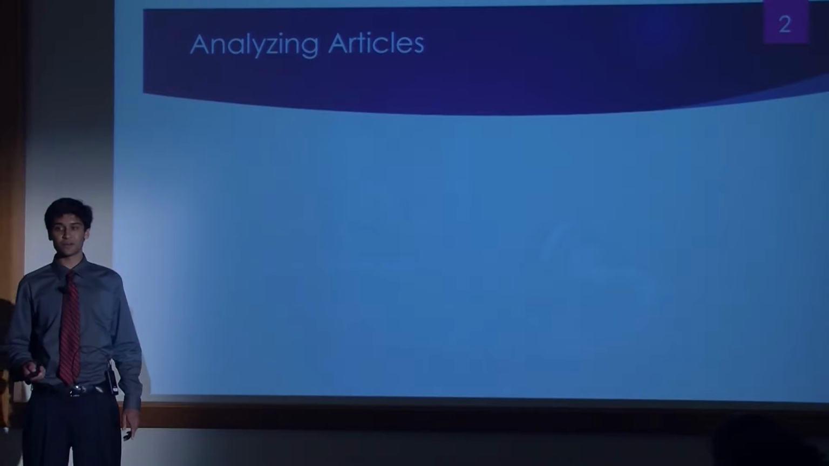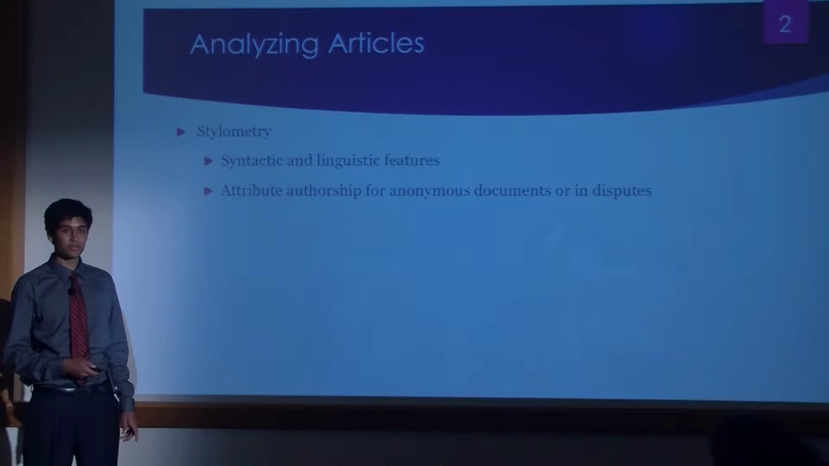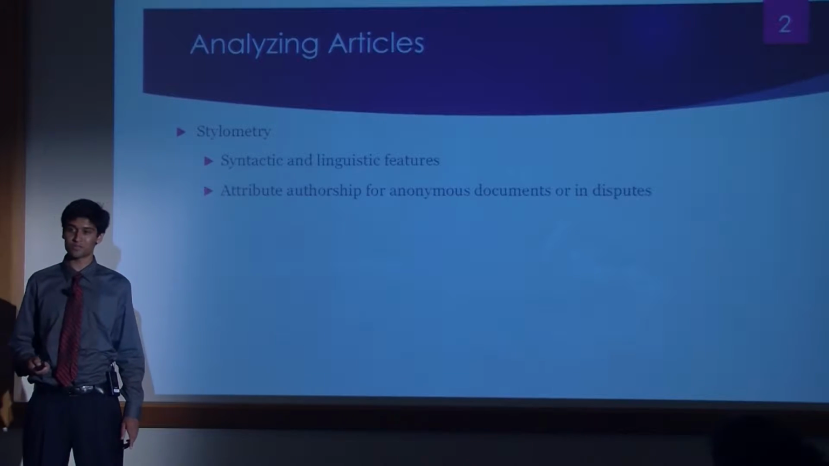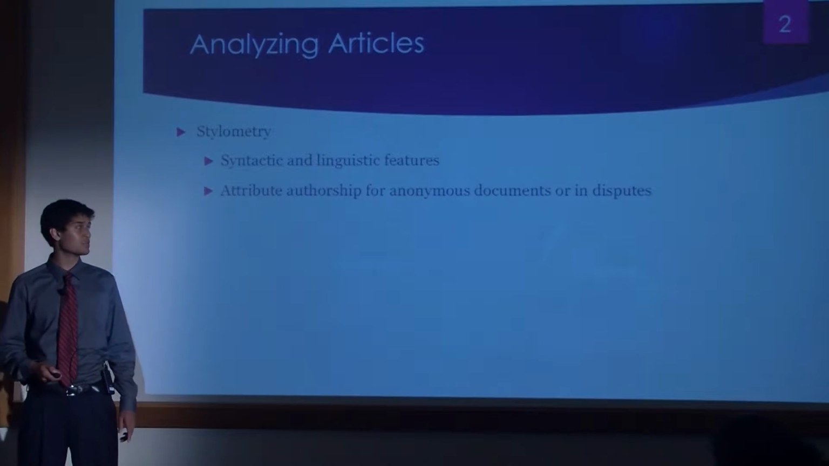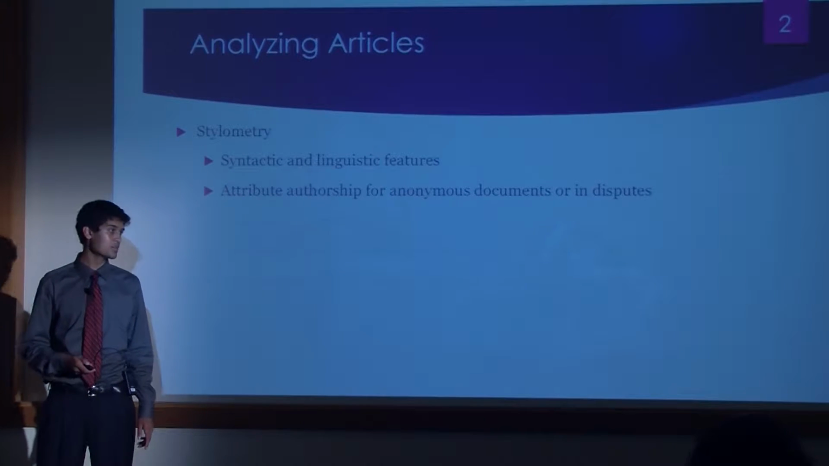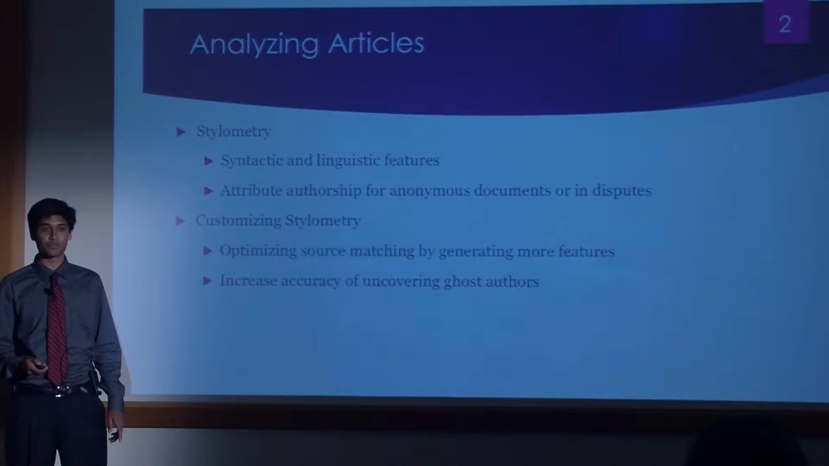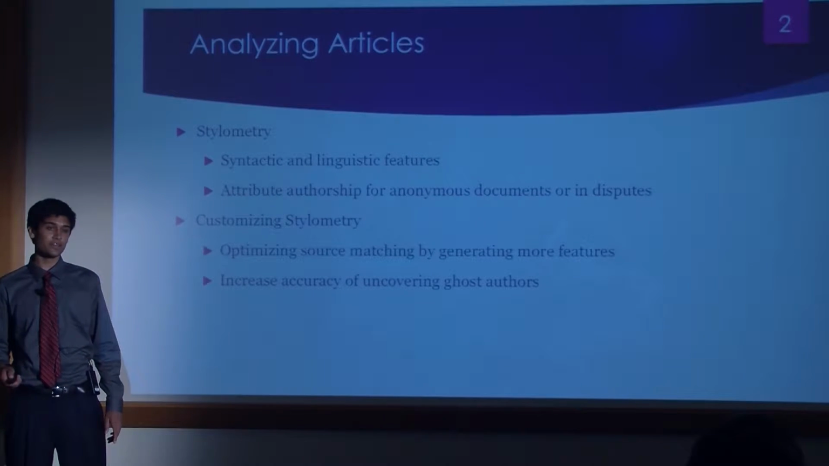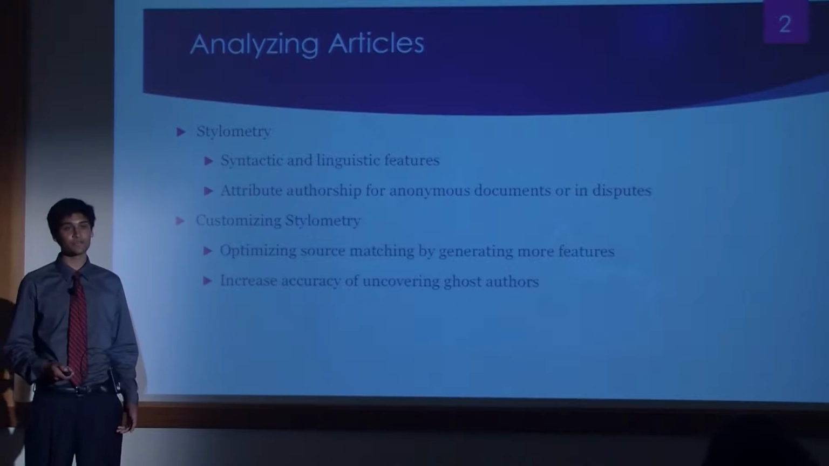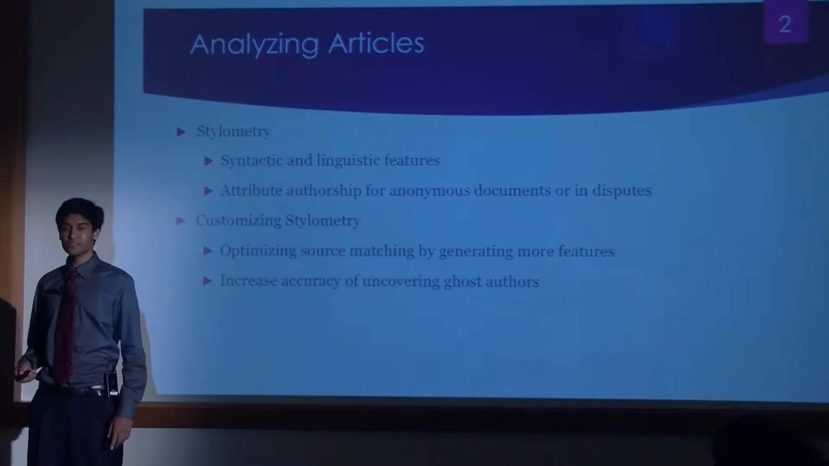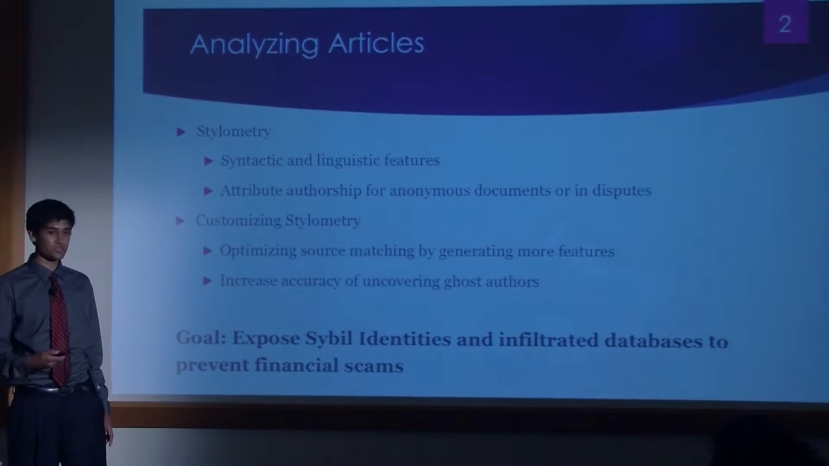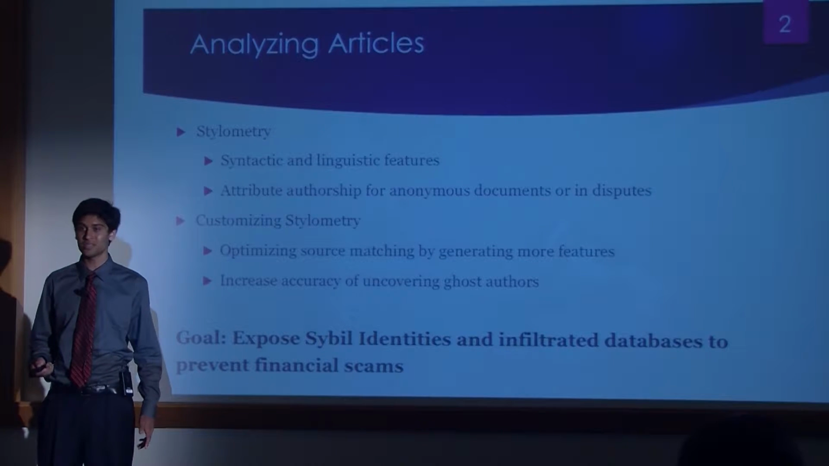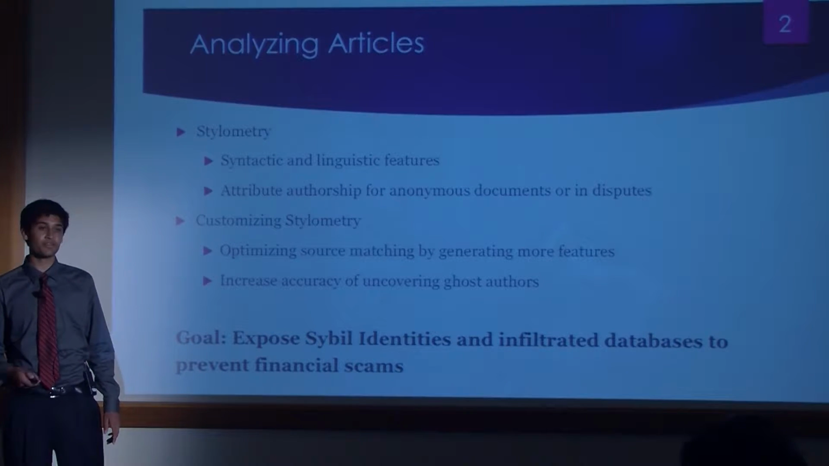So how do we analyze the articles? We use an algorithm called stylometry, which analyzes syntactic and linguistic features in an author's writing to attribute authorship for anonymous documents or in disputes. Furthermore, we customize stylometry by extracting features that are only relevant for financial articles, and in doing so, we can increase the accuracy of uncovering ghost authors. And the overall goal of the project was to expose Sybil identities, which are fake identities that infiltrate databases, to prevent financial scams.